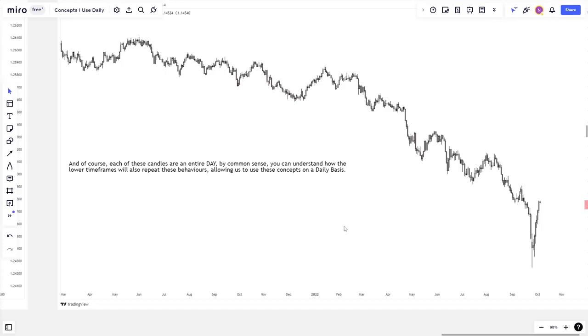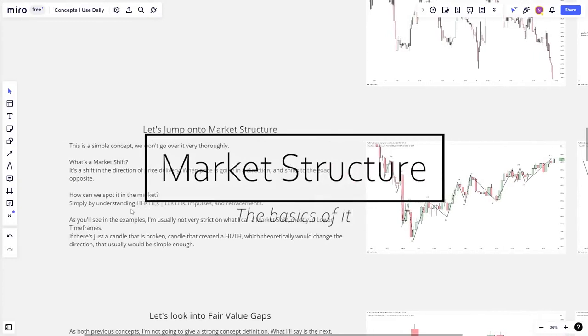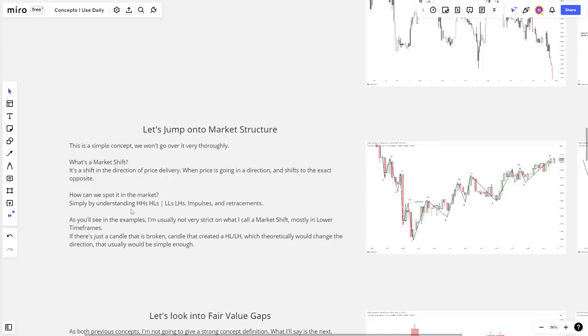So that's pretty much it for liquidity. Now we're going to jump onto market structure. This is something that I will not go over very thoroughly, because theoretically at this point we all know and understand how it works, and we're going to jump straight onto market shifts, right? A market shift is a shift in the direction of price delivery, when price is going in one direction and then shifts to the exact opposite.